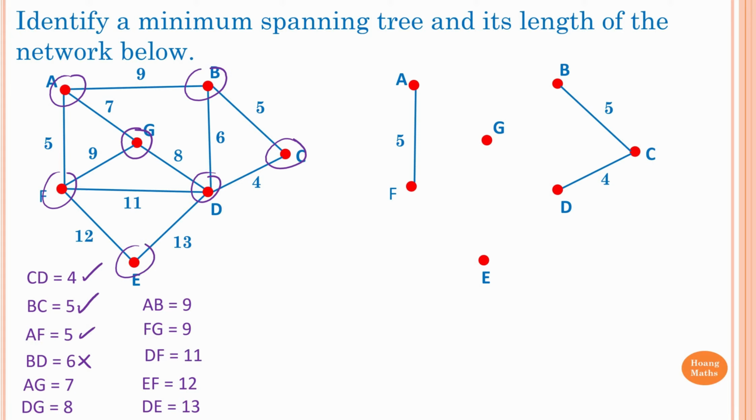So AG. AG is 7. So we can connect AG. And then DG. If we connect DG together, it's still a spanning tree. After that, we have AB. Now remember, AB, if you connect A to B together, it becomes a cycle. So therefore, we can't do that. So we skip that one. So I just write a cross because we can't use it.